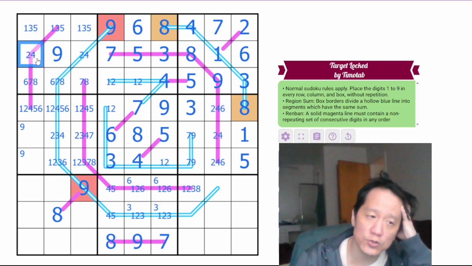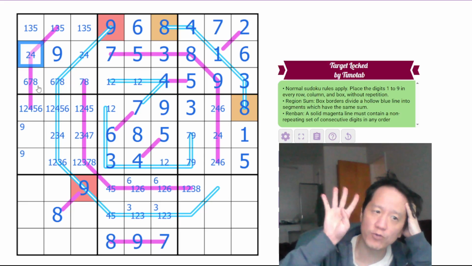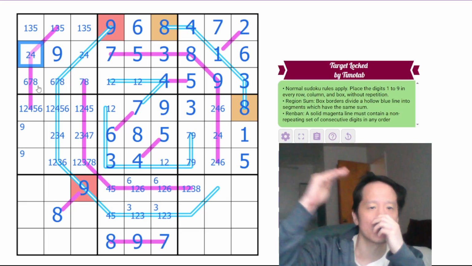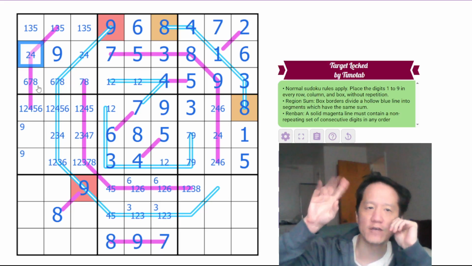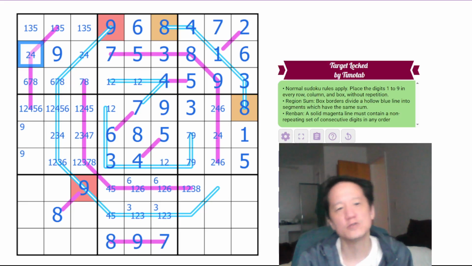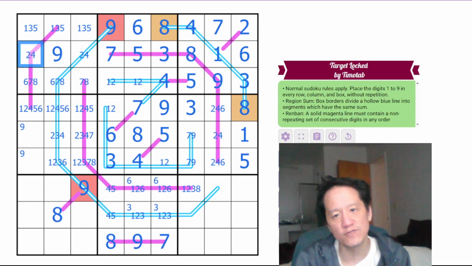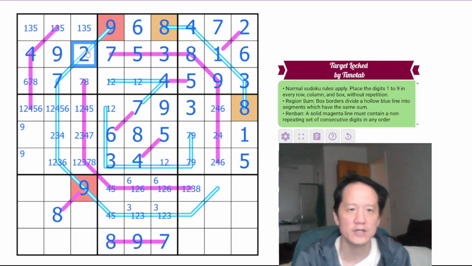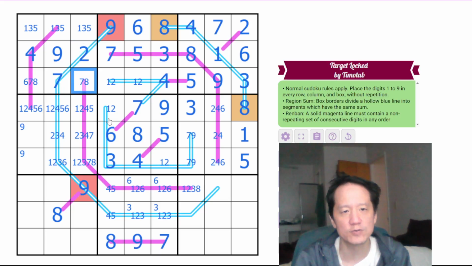Well, 2 can never be on a 4-length Renban with 6 or higher, right? The most you can have for 2 would be 2, 3, 4, and 5. So this cannot be 2. This has to be 4, which makes this a 2. So these two must add up to 9. So this must be 2. And that's another way of solving it. This has to be 2 and 7, which forces this to be 8, which makes that a 6.